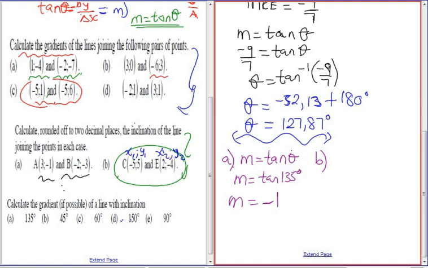The same applies to B. When you say m is equal to tan 45, for B, you can see that your m is +1. Let's do C. C, we have 60 degrees, so m is equal to tan 60 degrees. That's the angle of inclination given, so there's no need to waste time. So the gradient for C, tan 60 is actually a special angle, right? So we should find it very simple to find. So in this situation, it would be √3.